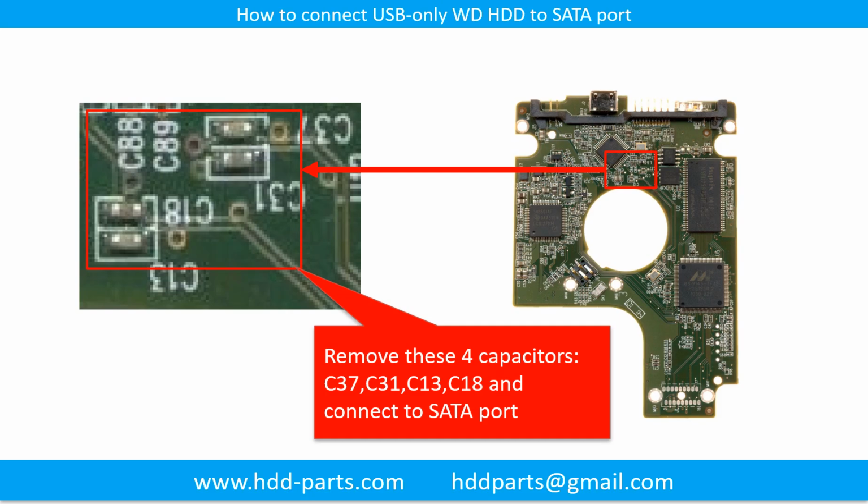This picture shows how to connect the USB-only WD hard drive to the SATA port. This trick is useful when the USB chip is broken, or you want to bypass the USB controller chip to control the hard drive through the SATA port directly.